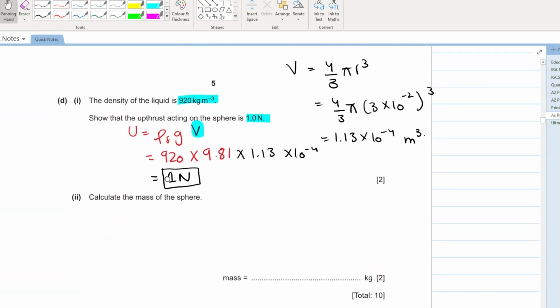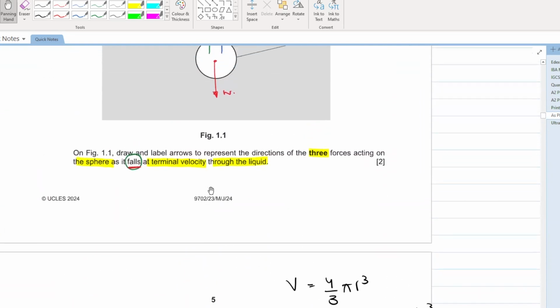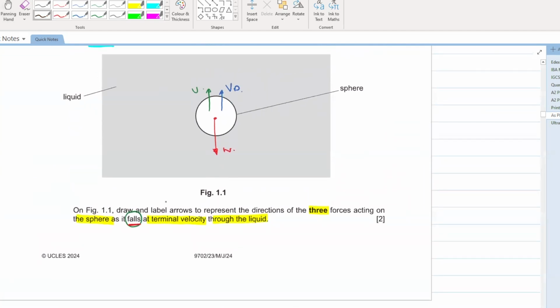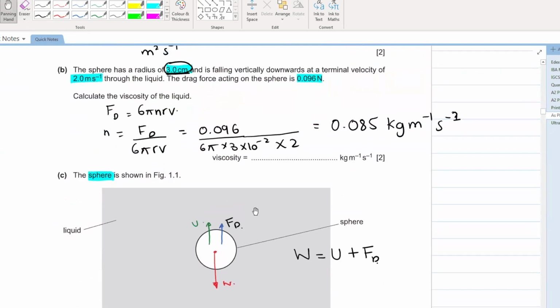To find the mass of the sphere, you have to understand two to three things. You have to understand that the sphere is falling at terminal velocity, or constant velocity. If you are falling at constant velocity, the downward force, that is weight, will be equal to upthrust plus the viscous drag, or the drag force. Your weight will be equal to the upthrust plus the drag force.